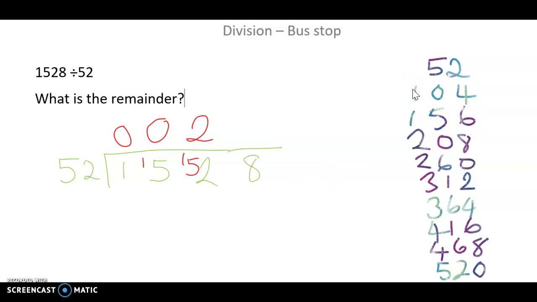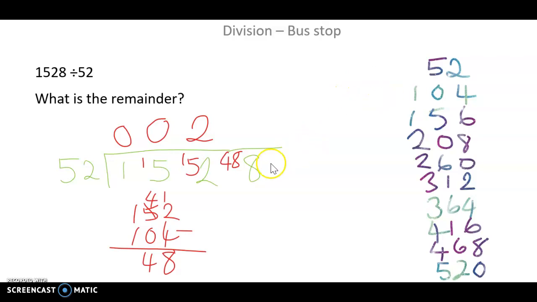Now I need the remainder to write it next to the 8, so I'm going to have to do a subtraction. So I've got my number here, I've got 152, and I'm going to take away how much I've used, which is 2 lots, so that's 104. So I'm going to take these away. I've got to borrow from there. So 12 take away 4 is 8, 4 take away 0 is 4, and 1 take away 1 is nothing. So I've got 48 here as a remainder.